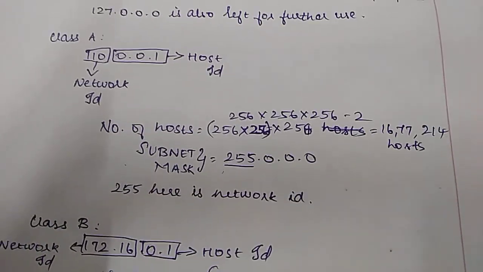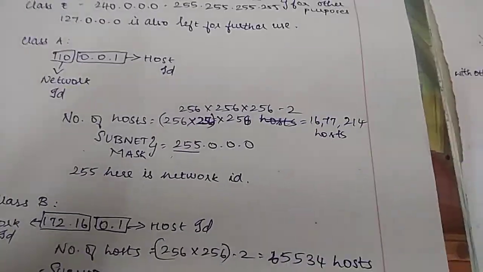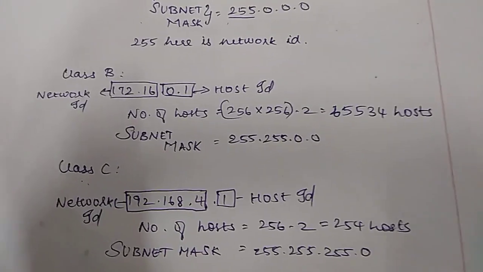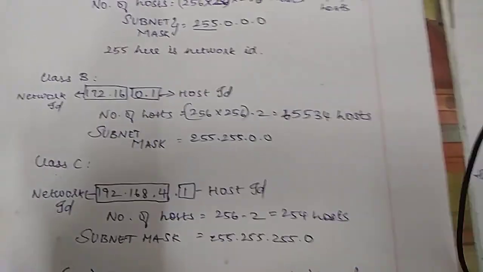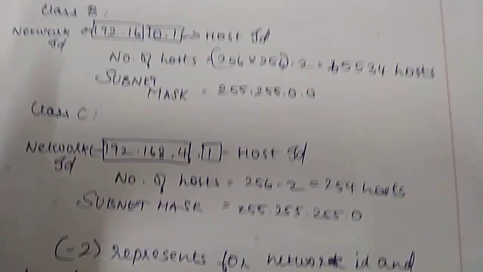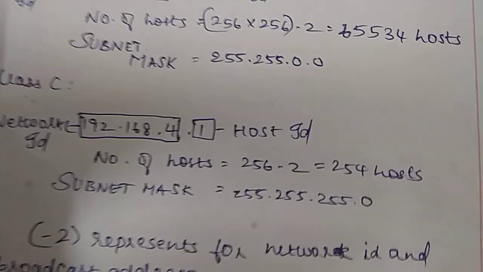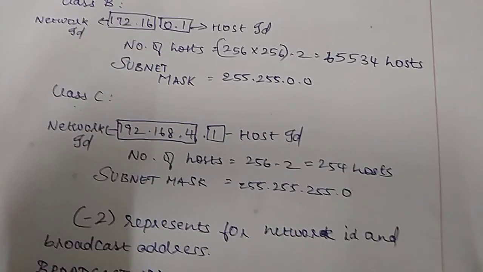So in Class A, 16,777,214 hosts could connect. In Class B, the same. There are 2 host IDs, so 256 into 256 minus 2. So we get 65,534. In Class C, there is only 1 host ID, so we do 256 minus 2 only. So 254 hosts could connect in Class C.